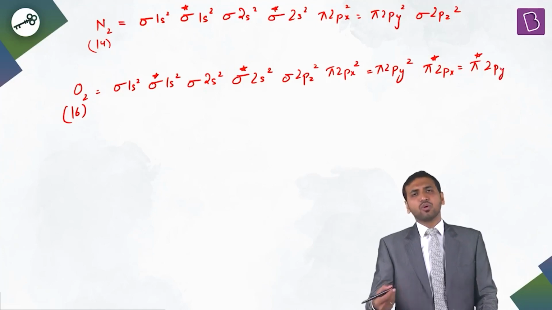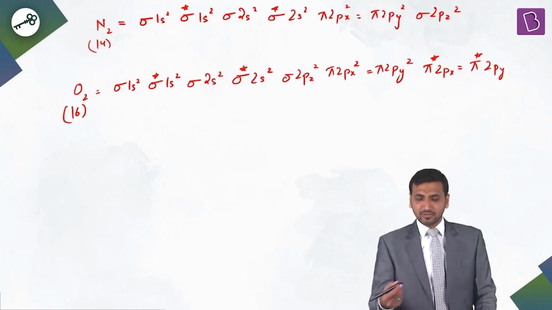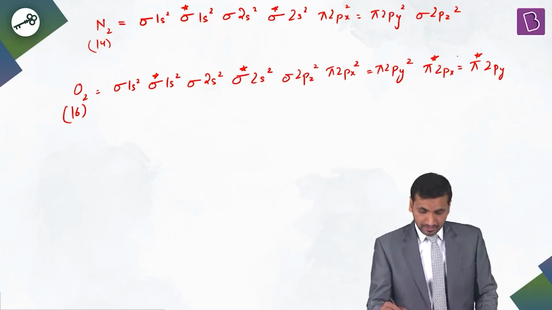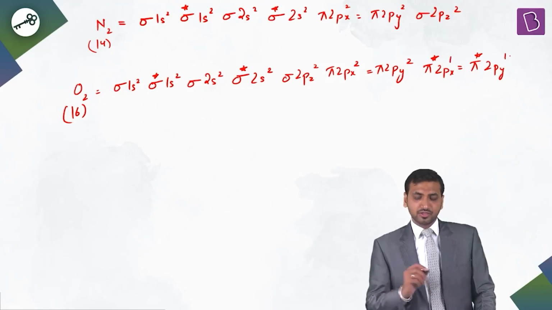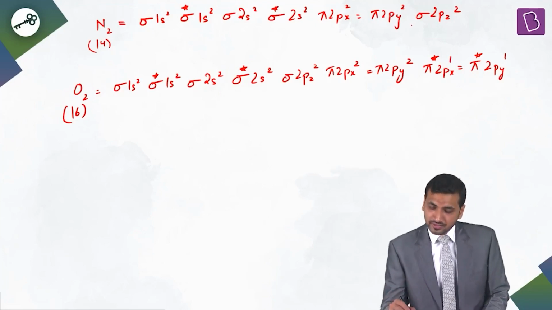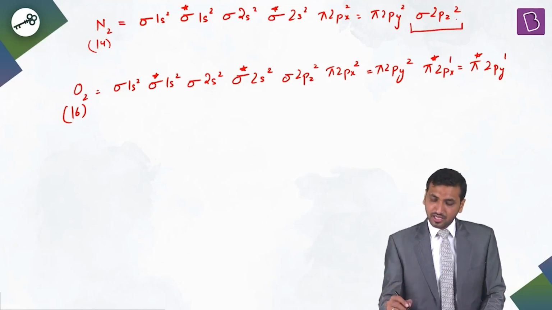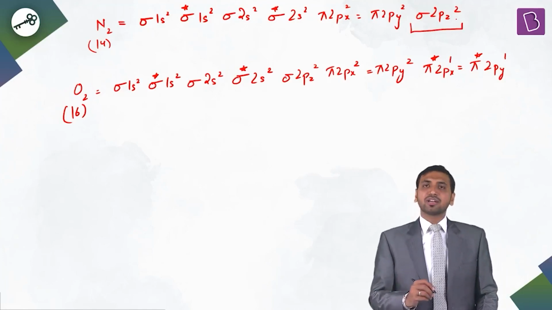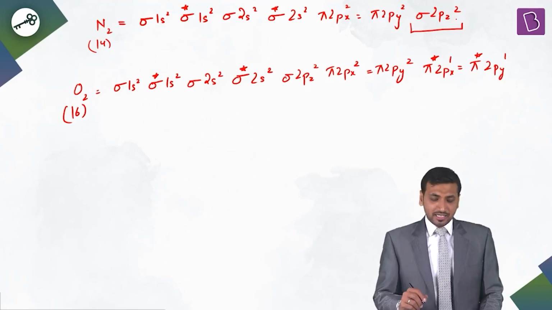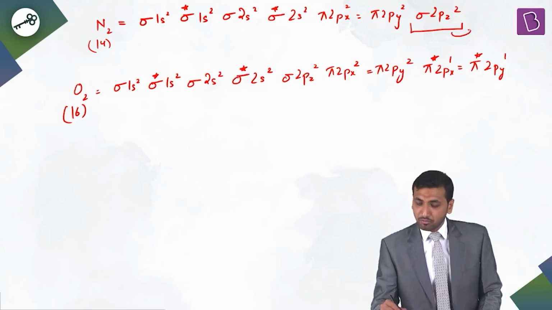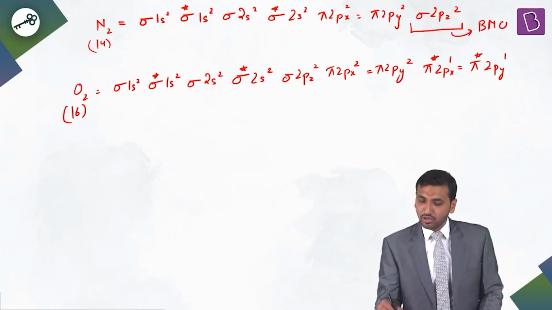I usually avoid this method because it takes a lot of time. But still we need to learn this as well. Till here you have 14, 15, 16. Okay. Now observe this thing. You have the highest molecular orbital as sigma 2pz in N2, which is a bonding molecular orbital.